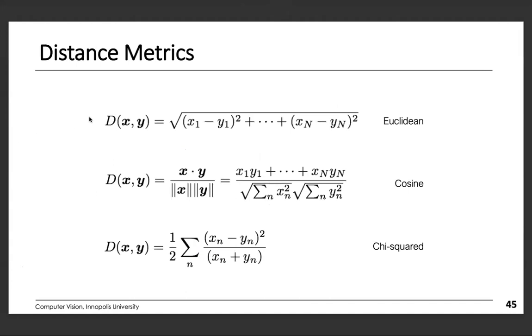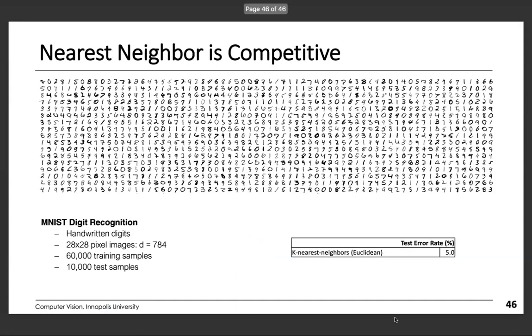And then, of course, there are different distance metrics that we could use. There's the typical Euclidean metric, which is most likely the one you're going to be using. There's the cosine metric if you're working with a very high dimensional data set, and there's the chi-squared metric if you are using some specific data sets that require it.